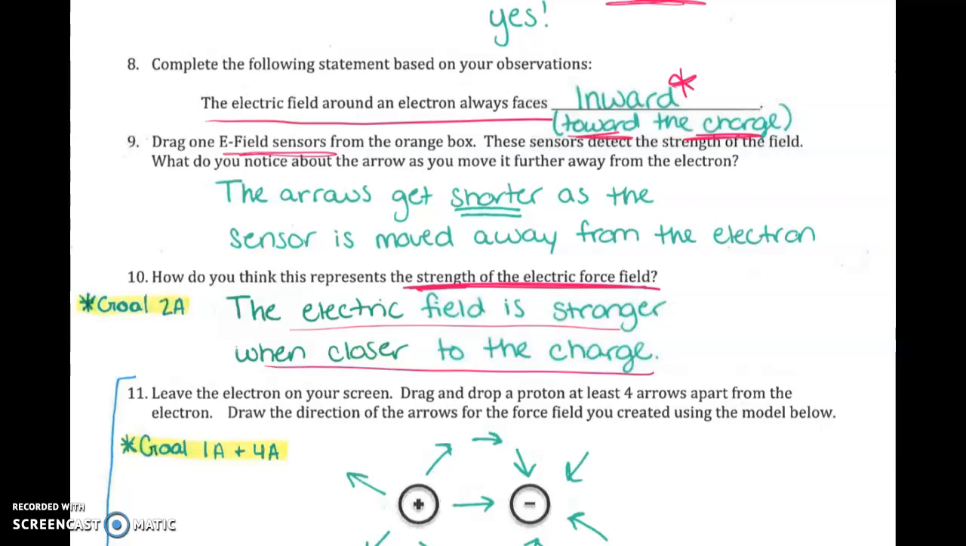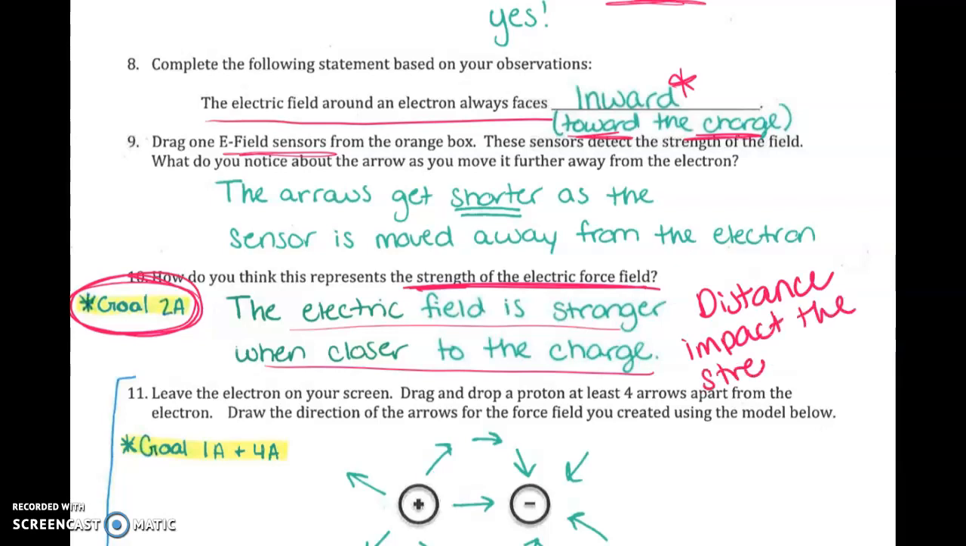As distance is increased away from the charge, the field becomes weaker, and it would not necessarily exert a force on things that are much further away from it. I'd like you guys to take note that this is goal 2 in your study guide, goal 2A. 2A talks about the strength of electric fields. You'll want to know that distance impacts the strength of the field.